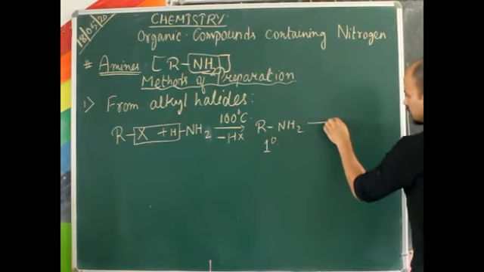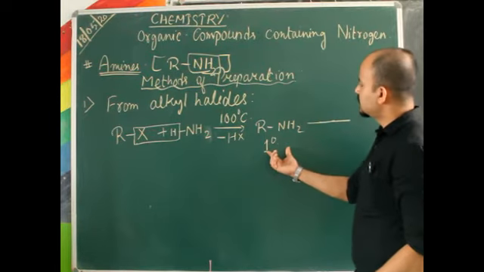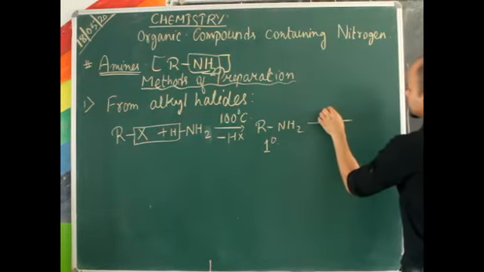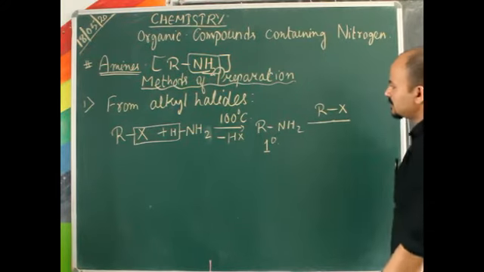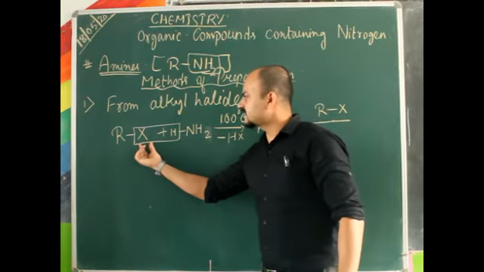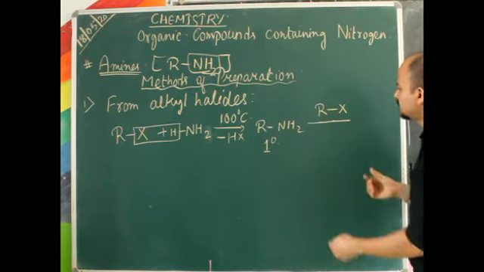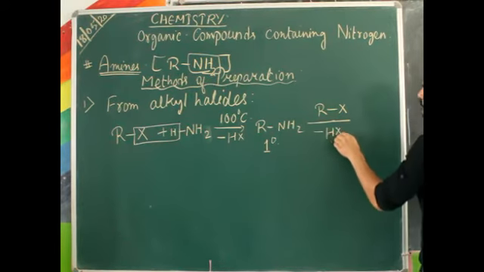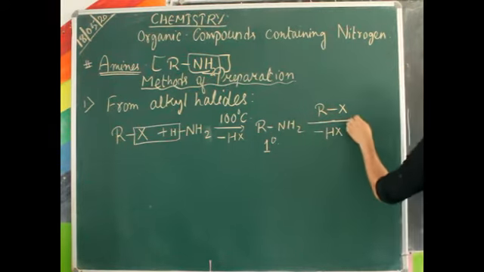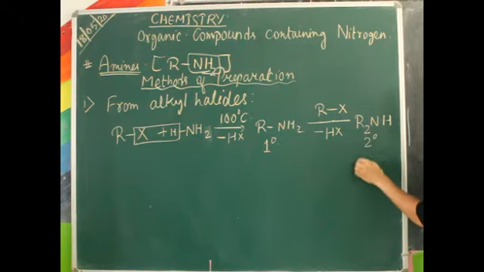Now similarly, when this first degree amine is further treated with alkyl halide, that is RX, what will happen? As in the first step, H and X were eliminated, here also one H from here and X will be eliminated as HX. So this R now will be bonded with this nitrogen. Therefore we have R2NH. Okay, this is second degree amine.